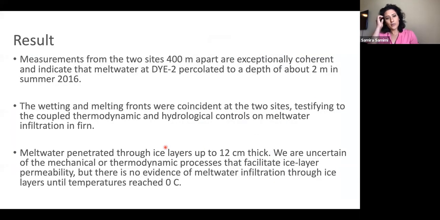The result for this paper, in the two sites that were 400 meters apart, indicates that the meltwater percolates to the depth of 2 meters during the summer 2016 and was able to penetrate several developed ice layers, like they were 12 centimeters thick, after they reached the melting point. And all of this meltwater in the summer 2016 refroze within the upper 2 meters. The thermal and hydrological evolution at the two study sites were very similar through the summer.